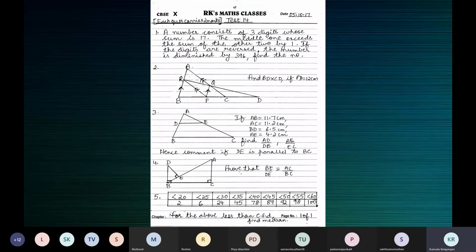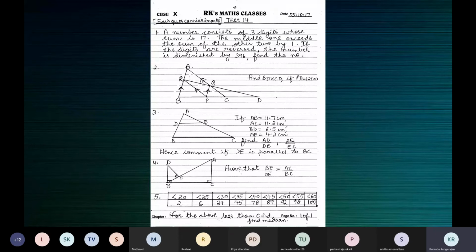I think you can even try the test. This paper has 5 questions, right? 3 from similar triangles, that is 2, 3, and 4. 1 is from linear equations in 2 variables, and 5 is from statistics. Maybe in statistics you've forgotten the formula to find the median. You can try it as homework.